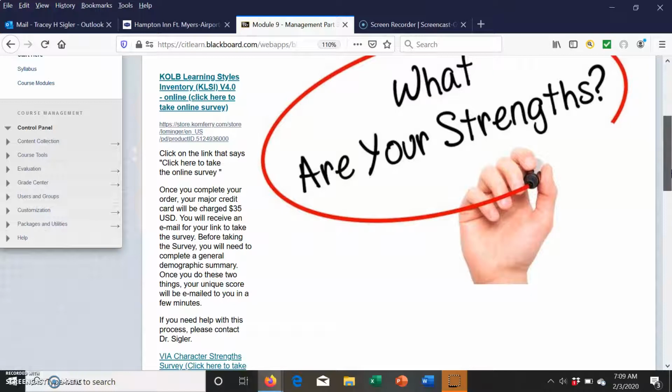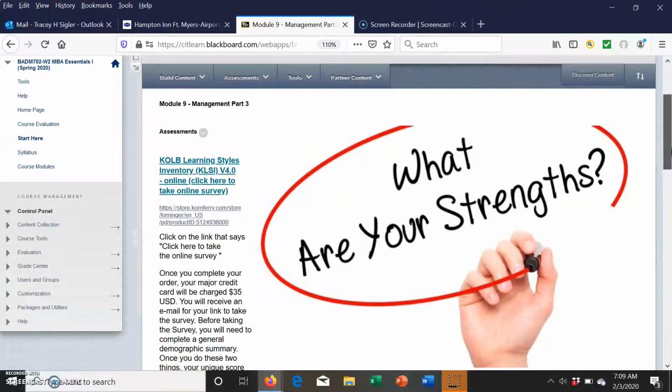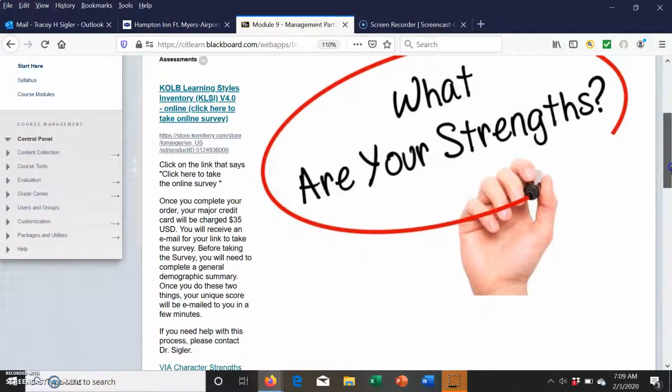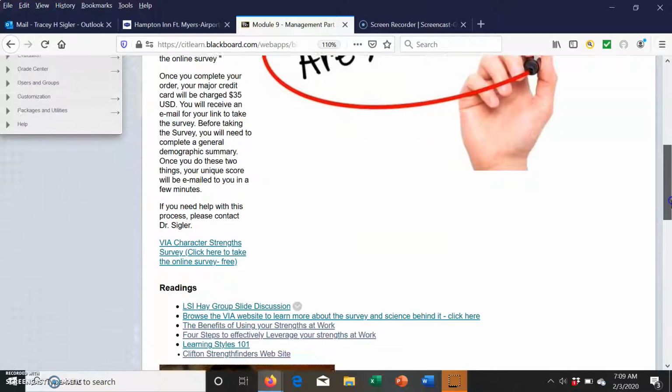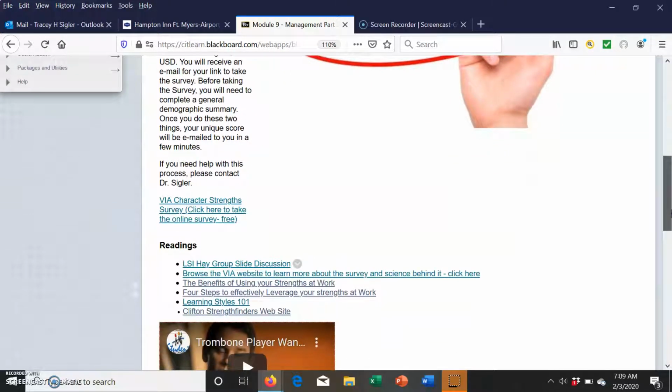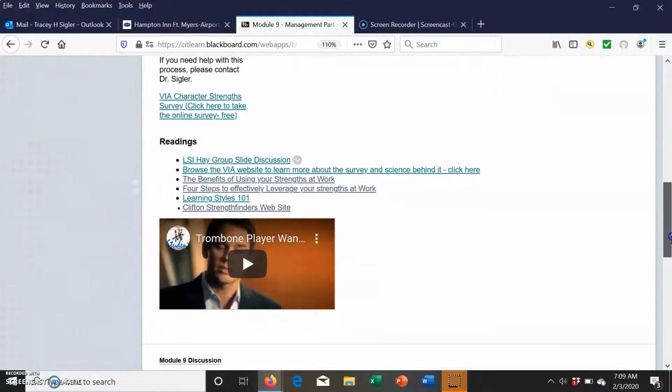Emotional intelligence is really key to being an effective leader. And so first of all, I've asked you to go take the Kolb Learning Styles Inventory online, read about and take the survey for the VIA character strengths. Then there's a discussion for the Learning Styles Inventory, some information about strengths in general, a strengths-based approach.